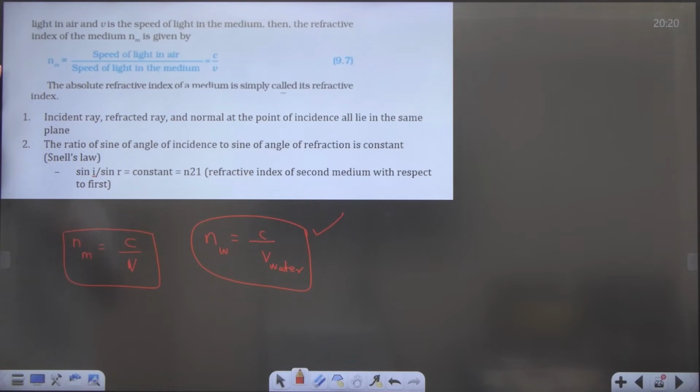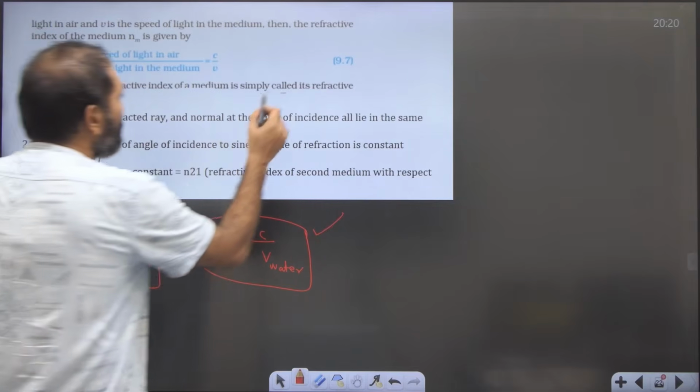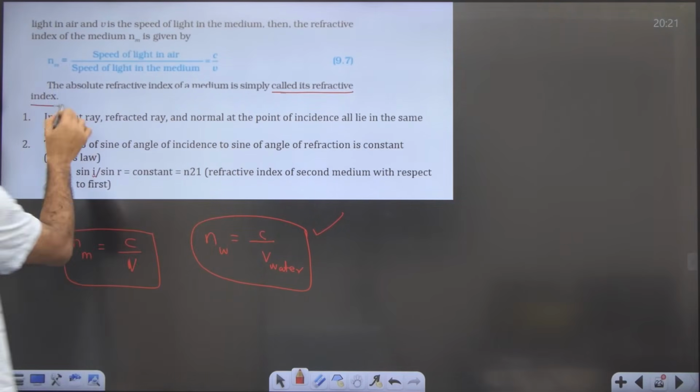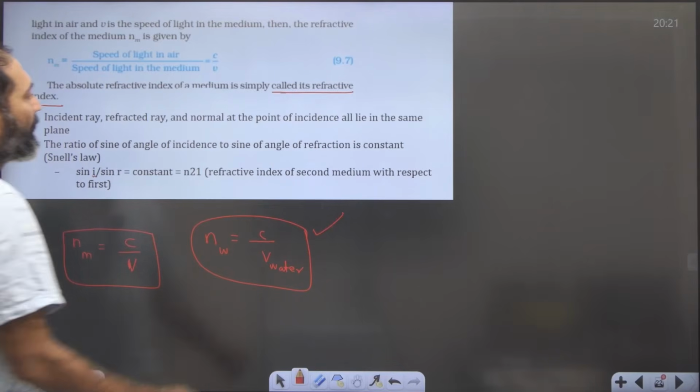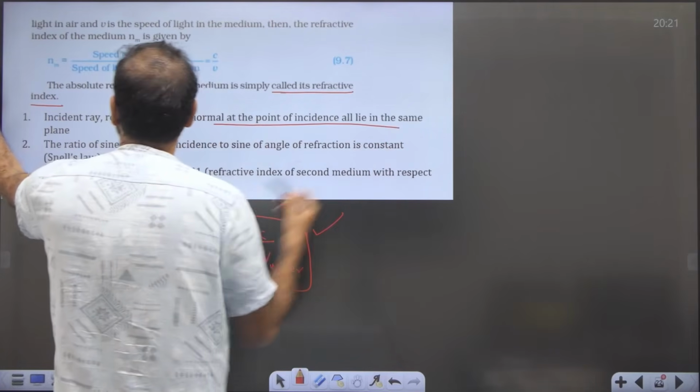The absolute refractive index of a medium is simply called its refractive index. Even though it is absolute refractive index, we call it simply refractive index. Incident ray, refracted ray, and normal, now laws of refraction.